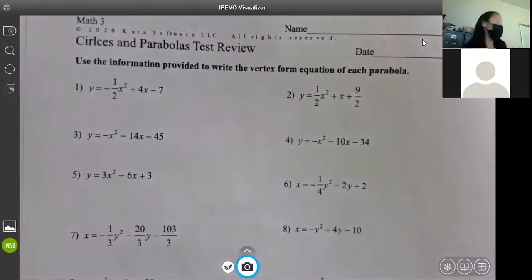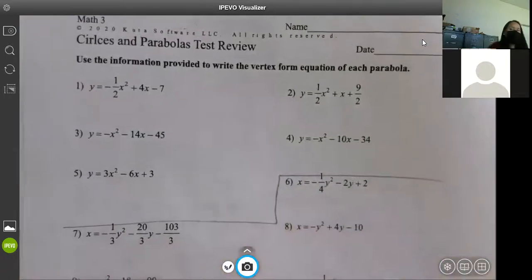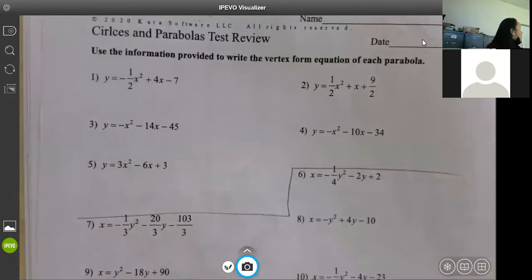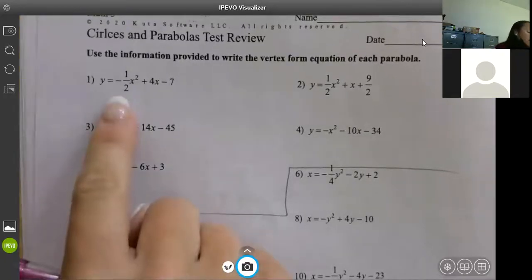All right. So your first part of your test is going to look pretty much just like this. It's just writing your vertex form equation of each parabola, so that's completing the square. The only thing that I want to remind you of is right here: those are all x equals below and y equals above. So it's not going to matter right now, but it will matter when you're pulling out your vertex and when you're graphing them.